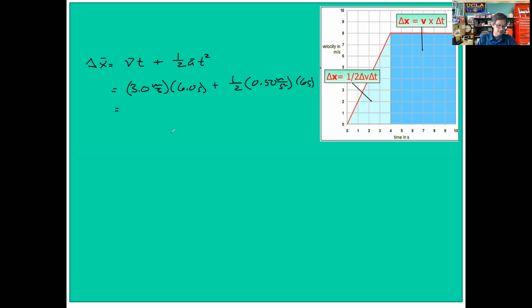So you plug that into your calculator, folks, and you're going to get your answer as a total displacement of 27 meters. Working out these problems becomes very simple. You just have to be able to recognize when you have to use this particular equation.